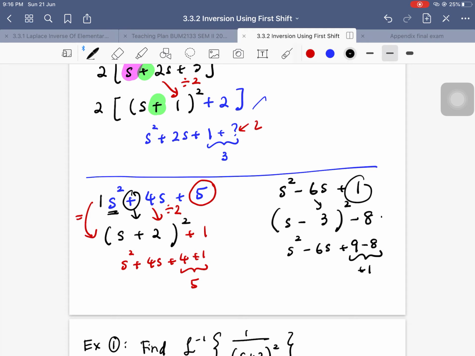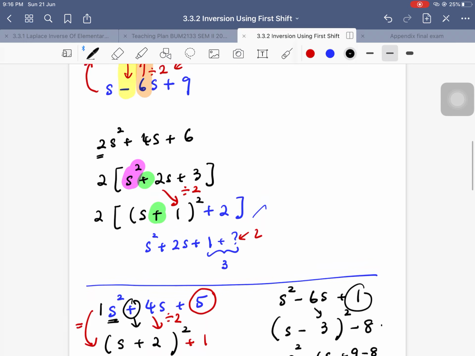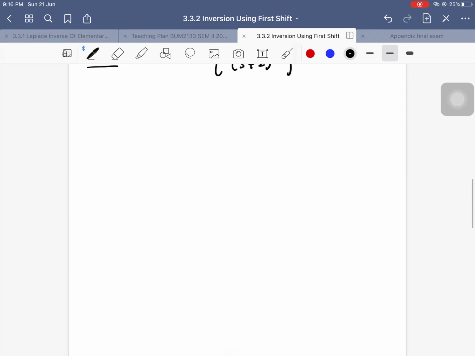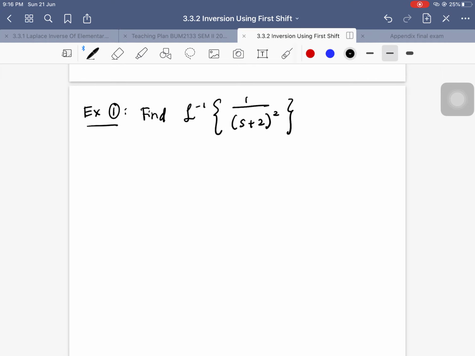That's it. However, if you're not comfortable with this, if something like this actually scares you and confuses you, no problem. Simply stick to the formula. Okay, let me start with the first example.